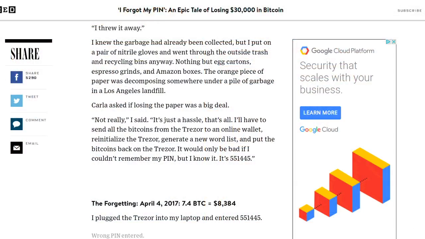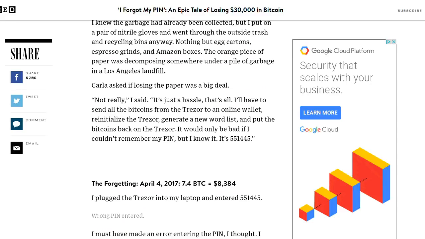So he knew the garbage had already been collected, but he went through the outside trash anyway. Nothing but egg cartons, espresso grinds, and the Amazon boxes. The orange piece of paper was decomposing somewhere under a pile of garbage in a Los Angeles landfill.